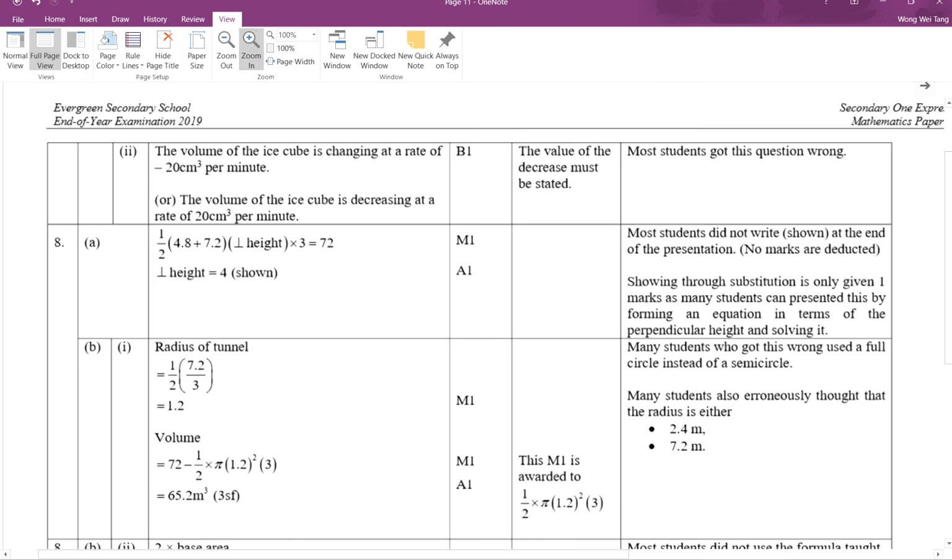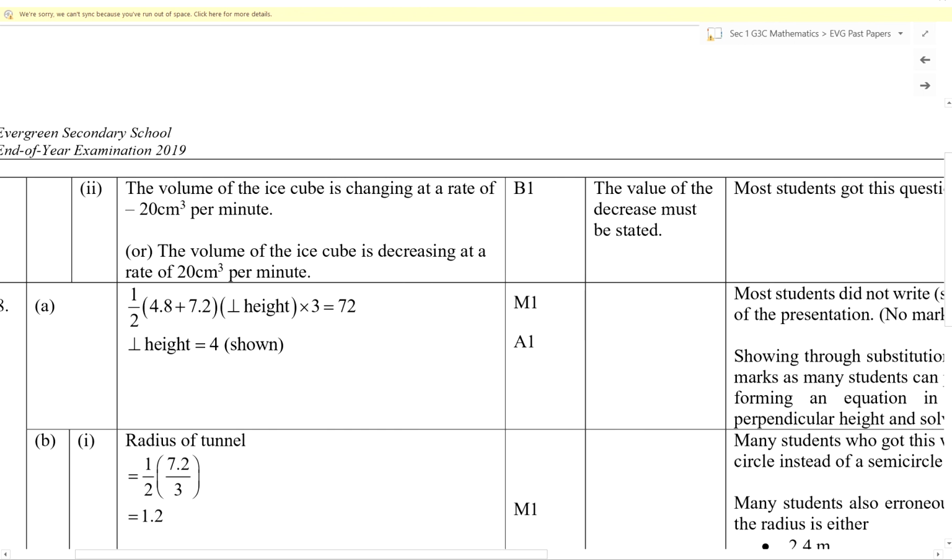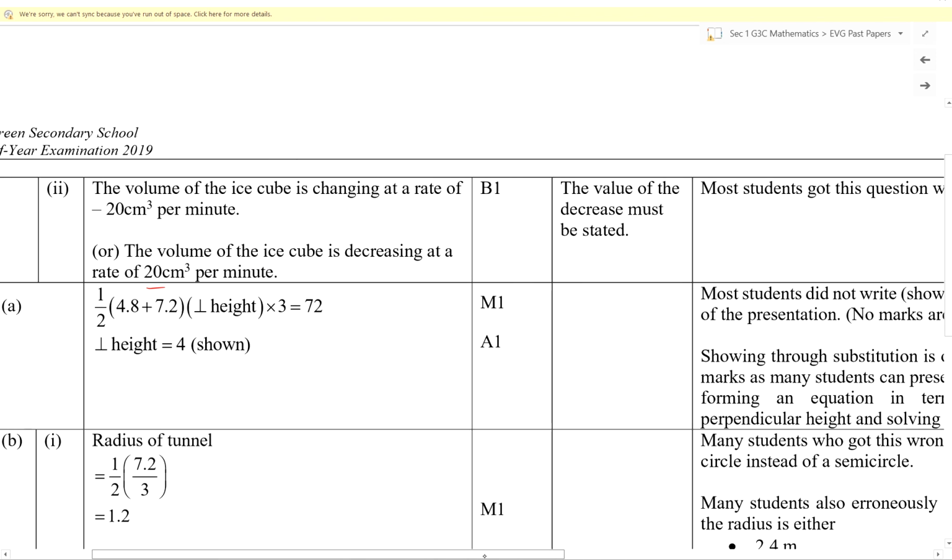However, although you manage to calculate the gradient, some have difficulty answering what the physical significance is. The physical significance is not the gradient. I need you to explain what does 20 mean. So it means the ice cube's volume is decreasing at 20 cubic centimeters per minute. Every 1 minute, the volume drops by 20 cubic centimeters.